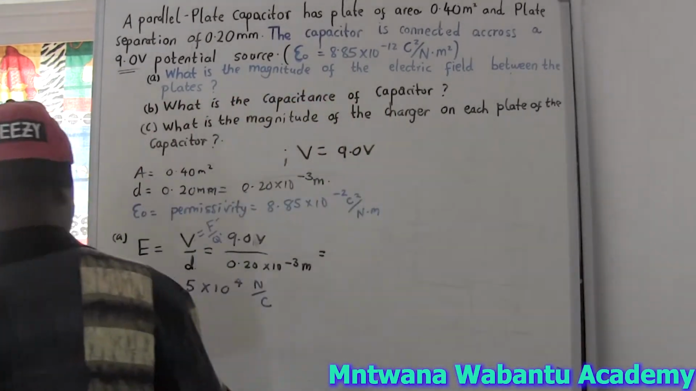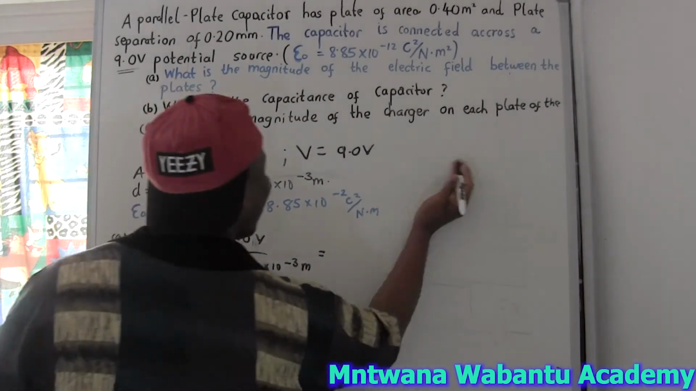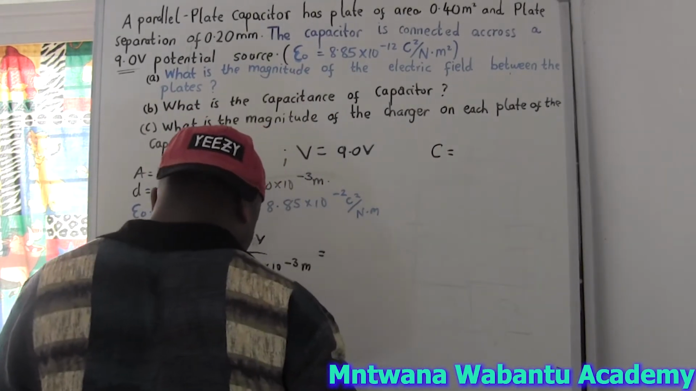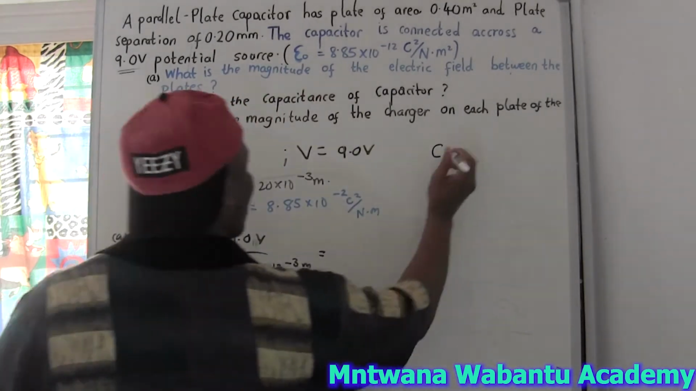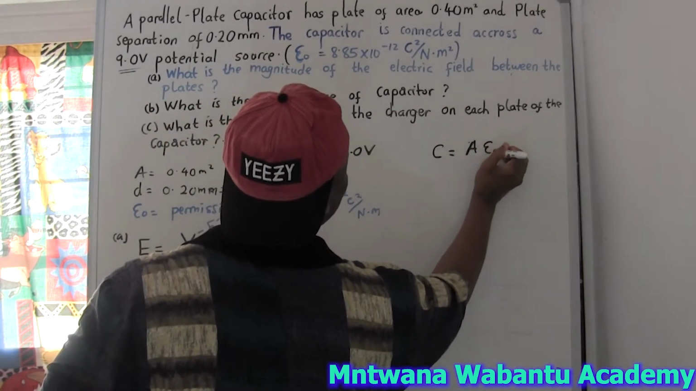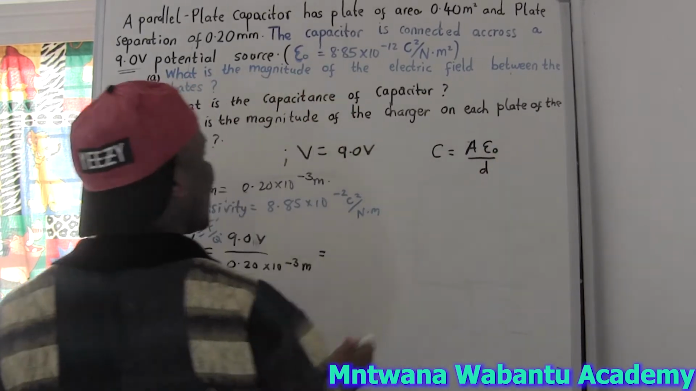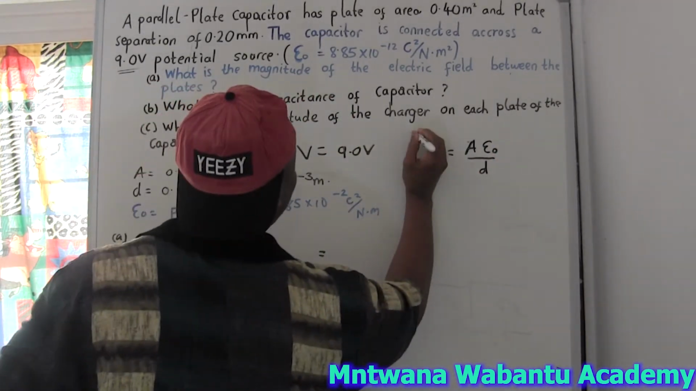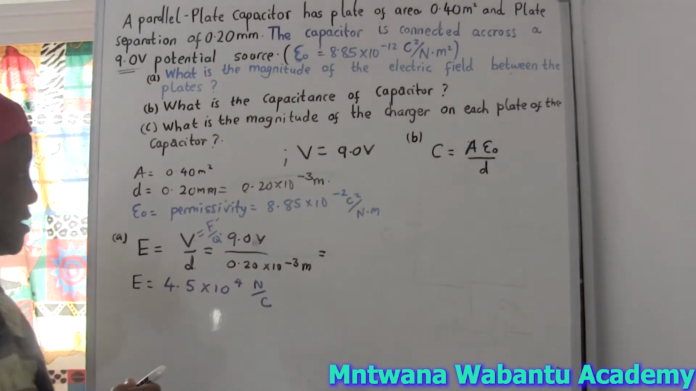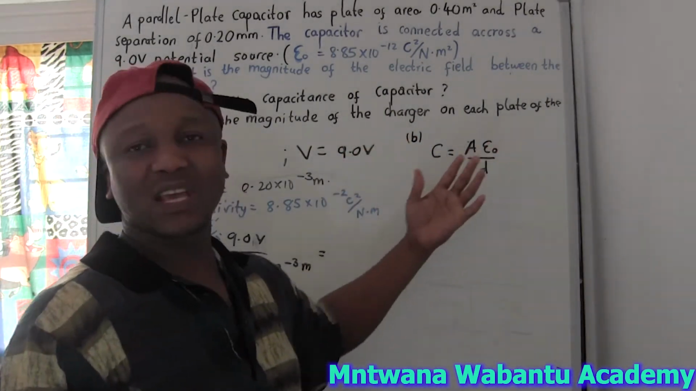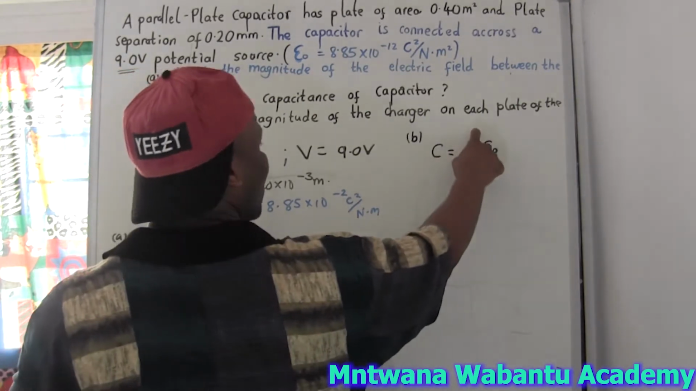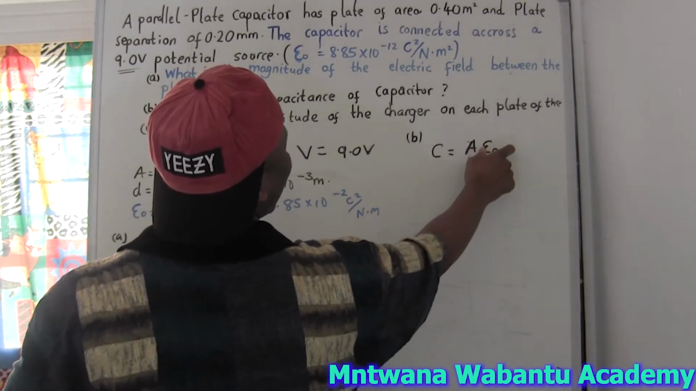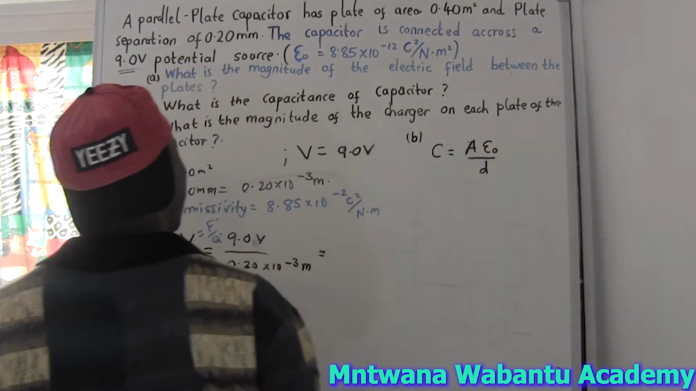Now, capacitance equals permittivity times cross-section area over the distance separation. So that's how this will be. This is how you get the capacitance, or you use whatever information they give you, depending on your information. So capacitance equals the permittivity times the cross-section area over distance separation.